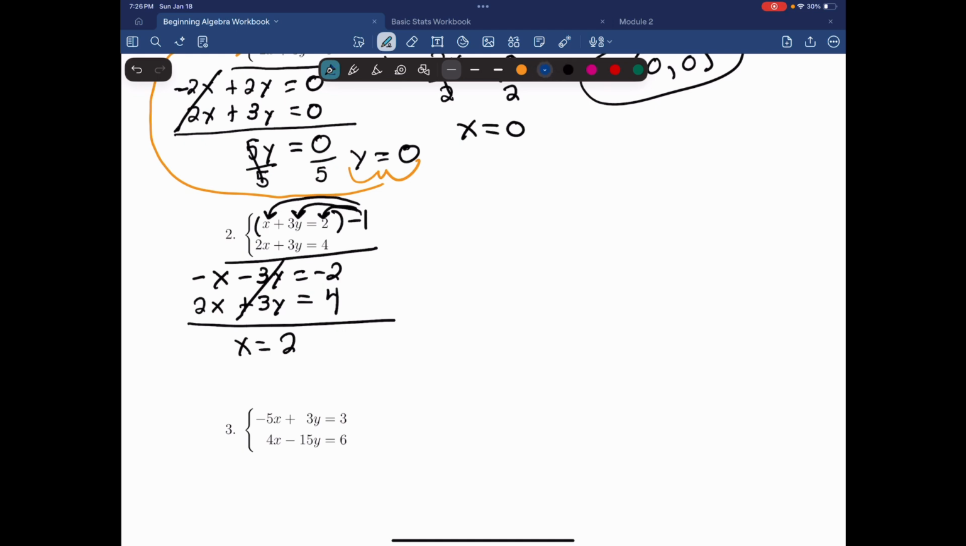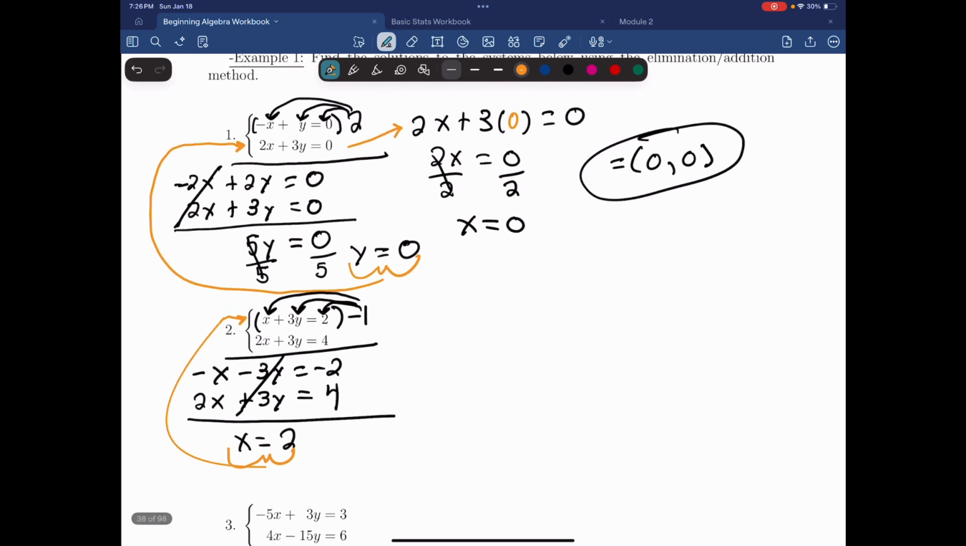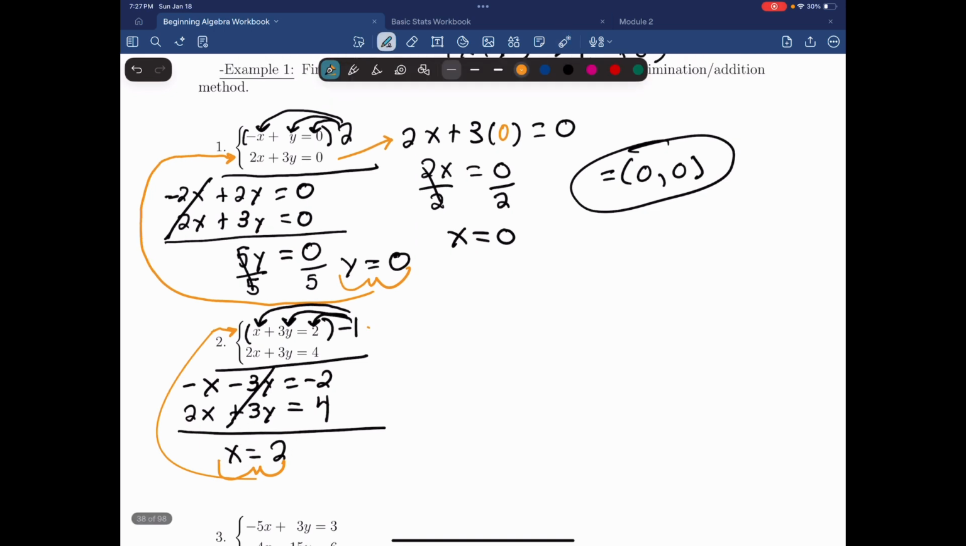And now we're just going to take whatever x equals and plug it in to one of the equations. This time I'll plug it into the top equation because I did the bottom equation in the first example, but you can do either equation in any system of equations to figure out the other missing variable. So I'm going to plug x into the top equation. And the top equation is x plus 3y equals 2. So we're going to have x, which is 2, plus 3y equals 2.